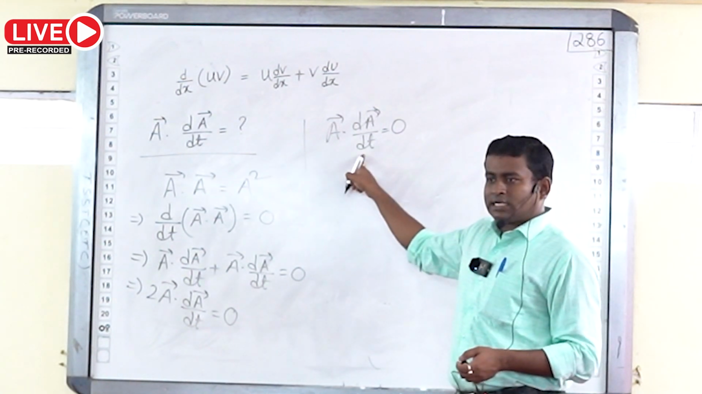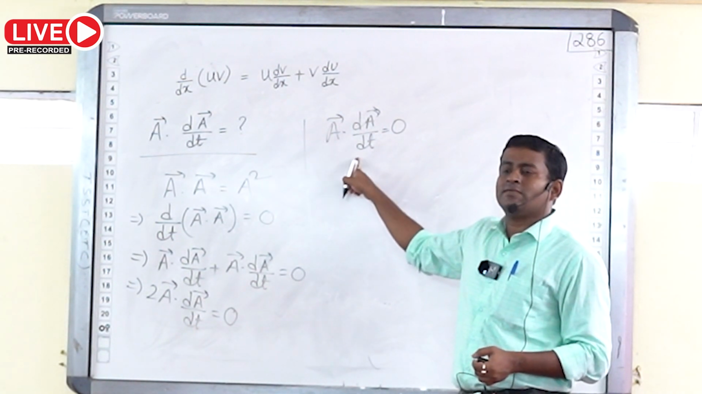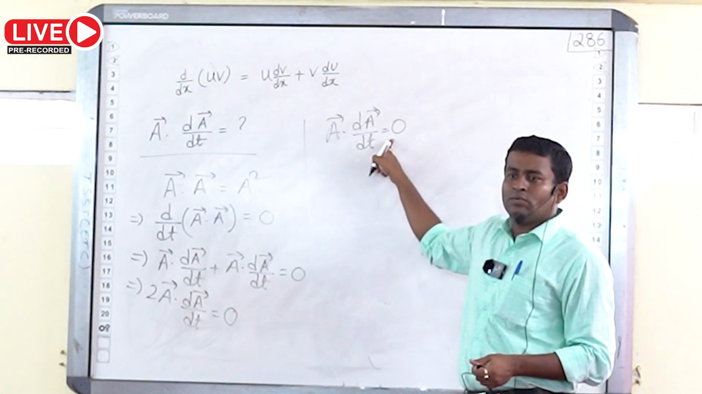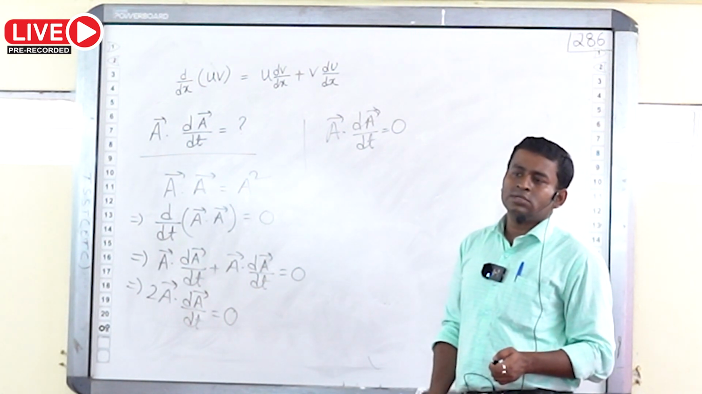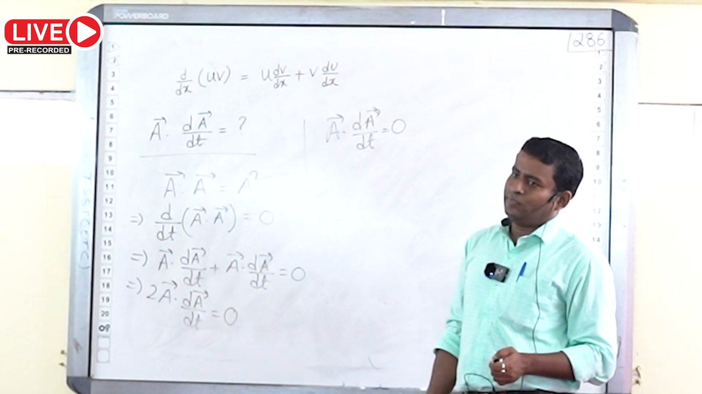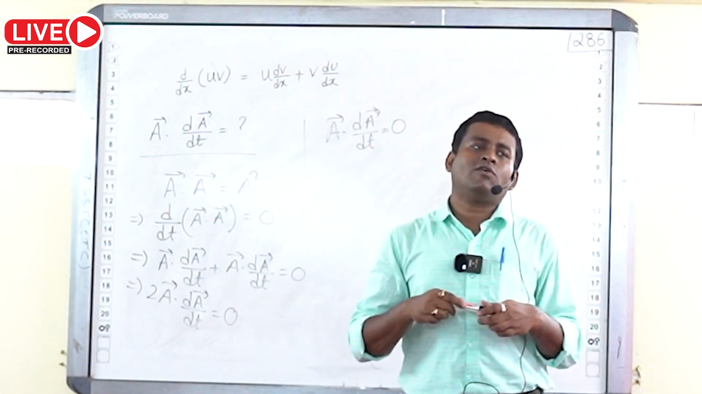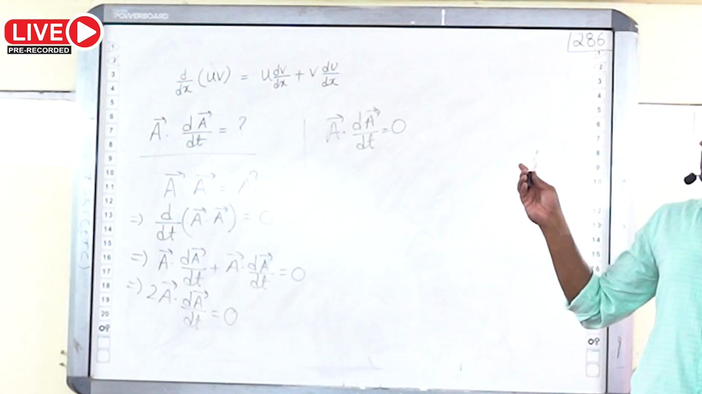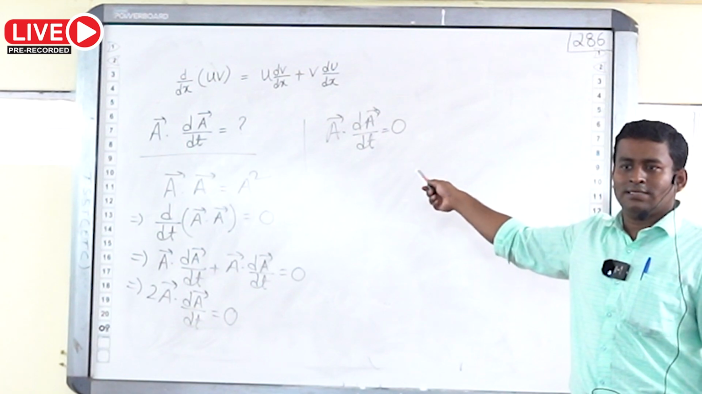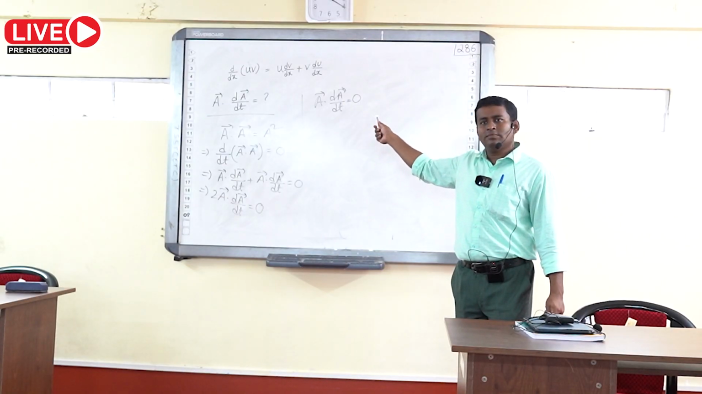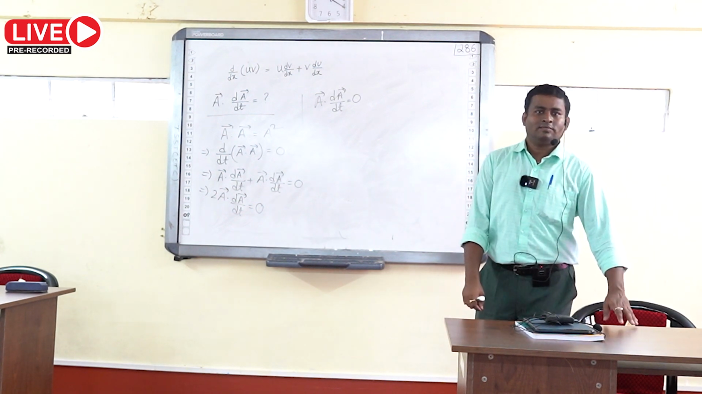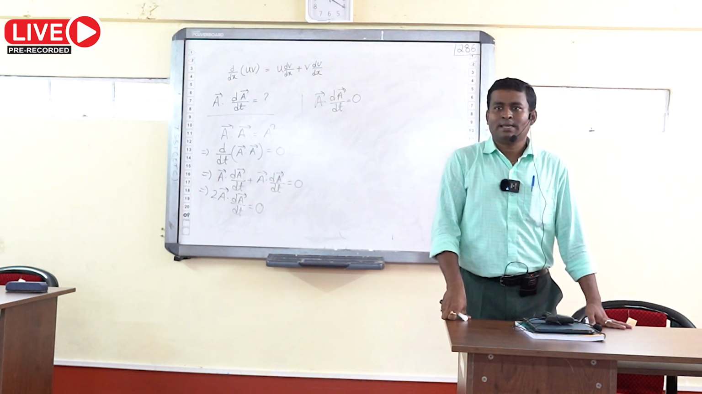So these are two vectors. One vector is A, another vector is DADT. Their dot product is 0, means they are perpendicular to each other. Okay. Now can any one of you tell me what is the application of this one in mechanics? You have already studied it in class 11, its application.